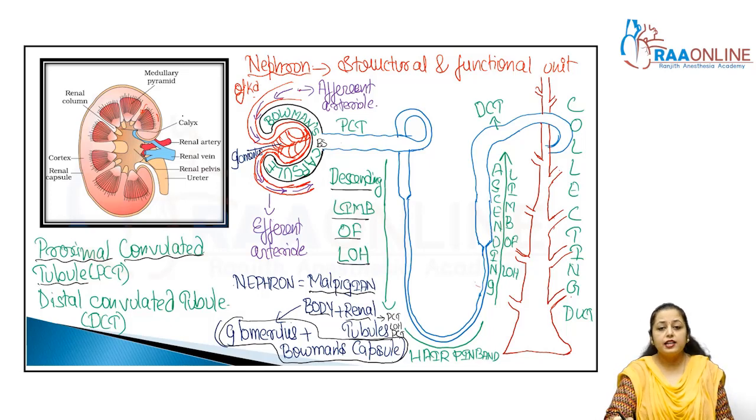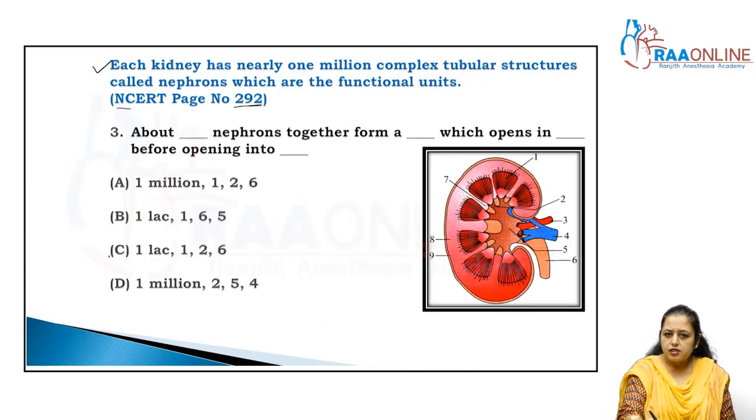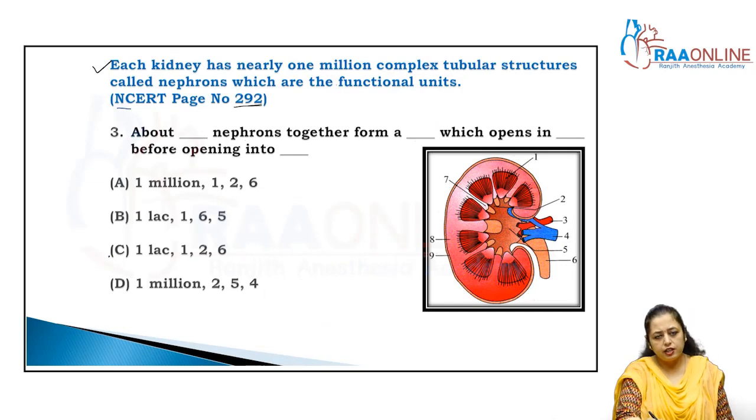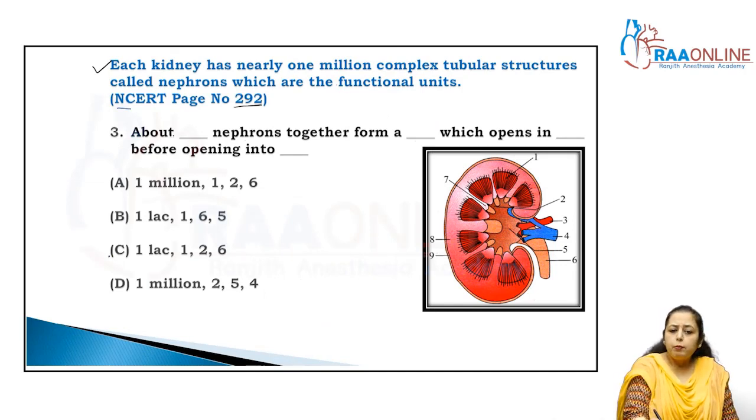Now come to the next question, which we already discussed right now. About dash nephrons together to form dash, which opens in dash before opening into dash. So we have to know all these structures. One is the medullary pyramids. We know that the number of nephrons is approximately 1 million nephrons.